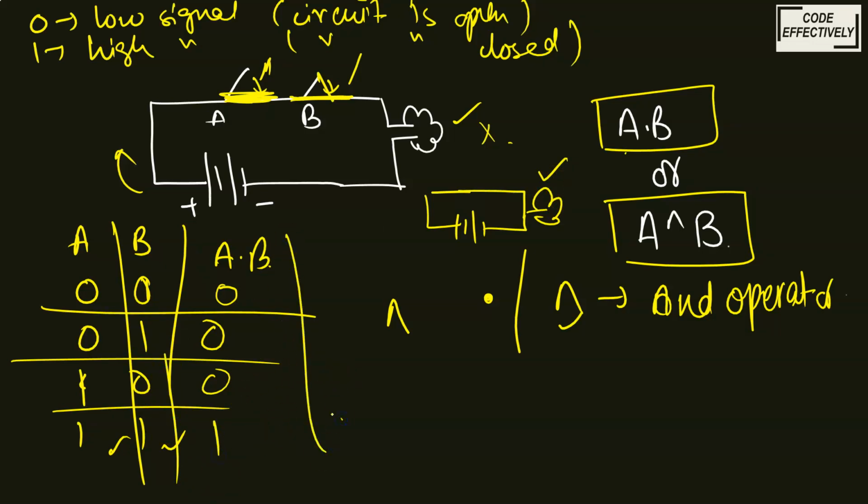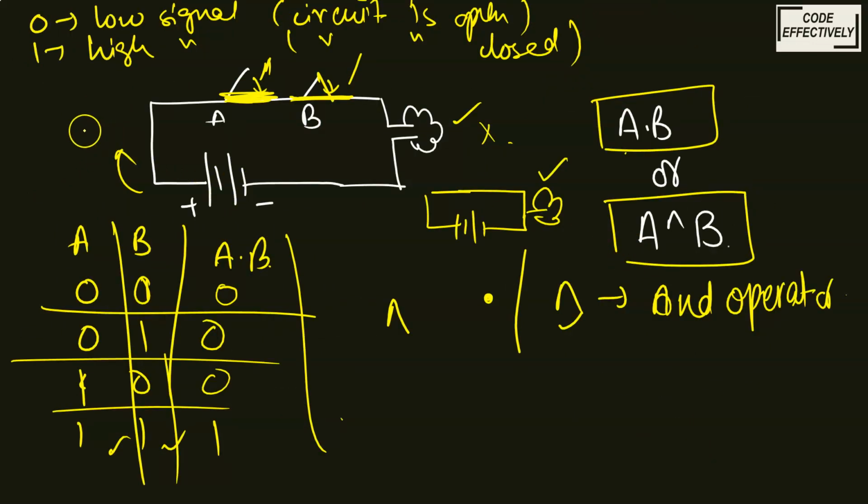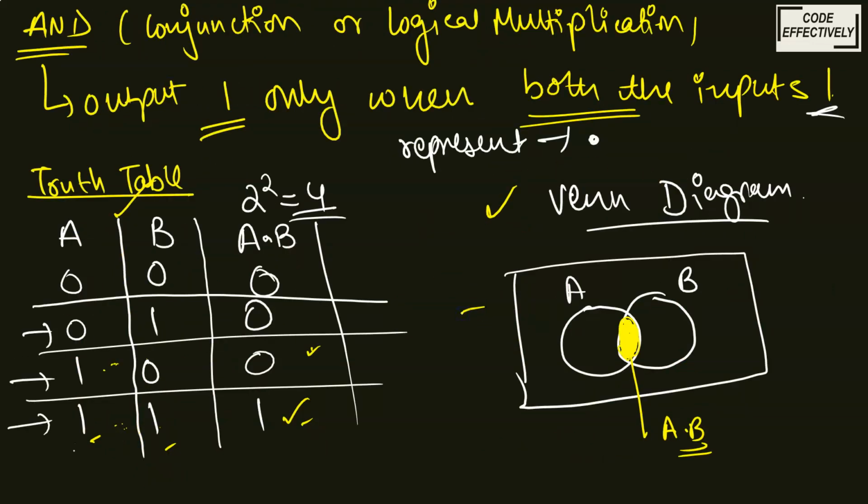So this is the entire representation of the AND gate in the form of your definition, in the form of your truth table, in the form of the Venn diagram, and in the form of a circuit also. So these are all the possible ways of representing your AND gate, as well as I have told you how to draw the AND gate in a logical representative way also. This is your AND gate. So you can use your AND gate symbol, you can use your truth table, you can use the switch circuit, and you can use your Venn diagram.